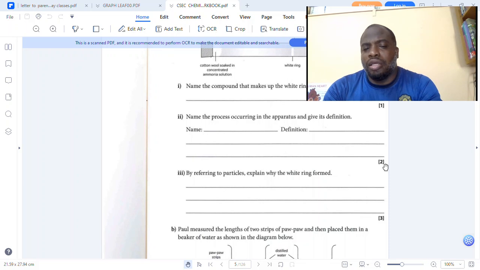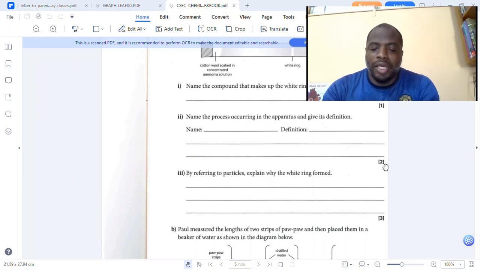Now, I think we actually came out with the answer to part 3 already. It says, by referring to particles, explain why the white ring formed. Now, the white ring formed because the particles from the ammonia started to travel to the opposite end, likewise that of the hydrochloric acid, and where they had that collision, or where they meet, or where they collide or react, that's when you have the white ring being formed.